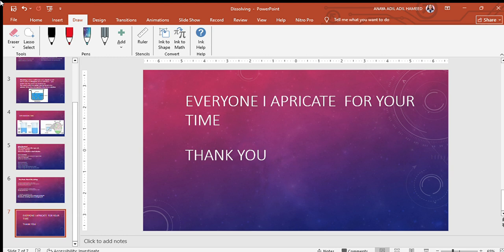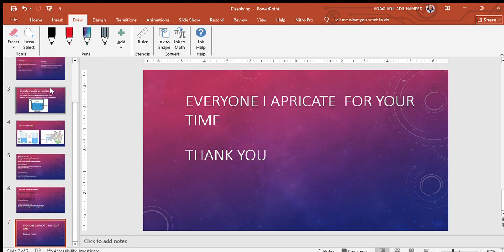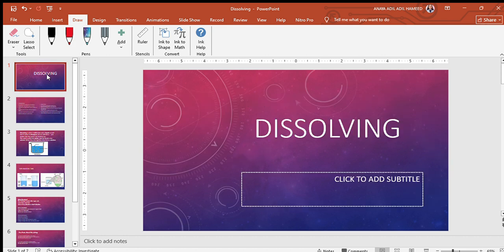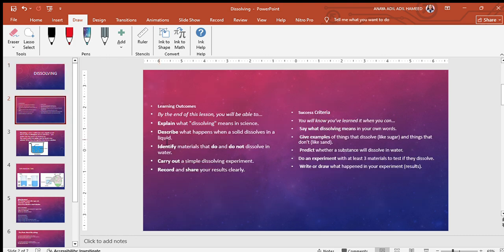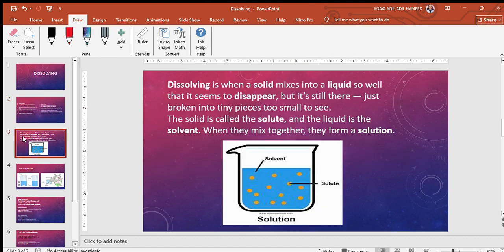So today we're going to be learning about dissolving. This is my topic, dissolving. Learning outcomes: by the end of the lesson, you will be able to explain what dissolving is and what it means in science. The success criteria is that you will be able to say what dissolving means in your own words.